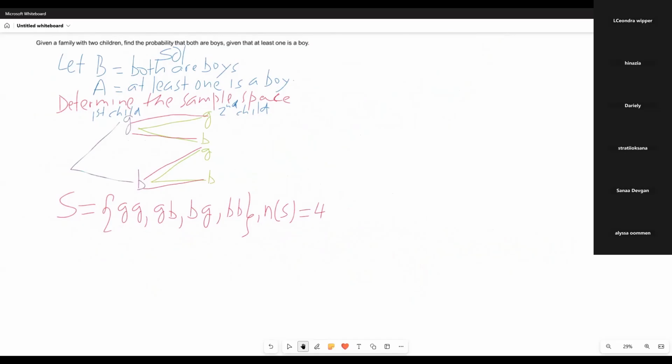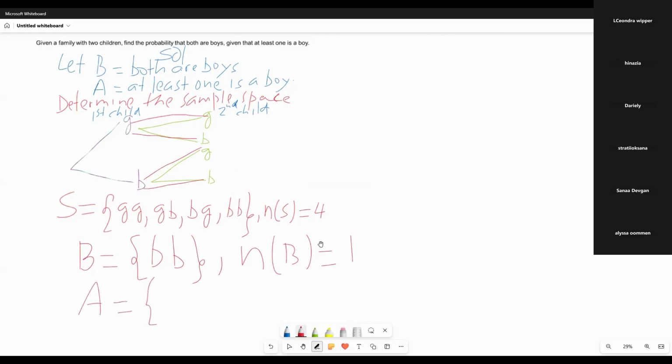Now let's find B. B, both are boys. So that would be BB. Yes or no? Yes. So N of B would be 1. A, at least one is a boy. So what does that mean? It can be BG, GB, or BB. So N of A will be 3.